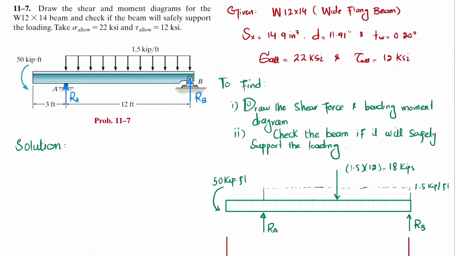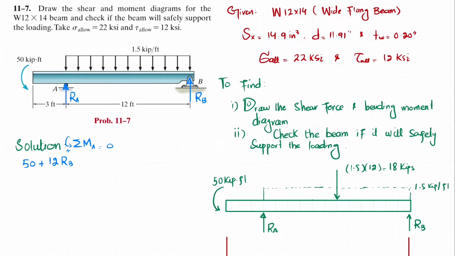So we will find these reaction forces. How will we find them? The first equation is the sum of all moments about point A equal to 0, taking counterclockwise moment as positive. About point A, there is a moment of 50 kip-feet that is counterclockwise, so I will write 50. The second moment is due to the load RB times the perpendicular distance of 12 feet, and this is counterclockwise, so it will also be positive: plus 12 times RB.